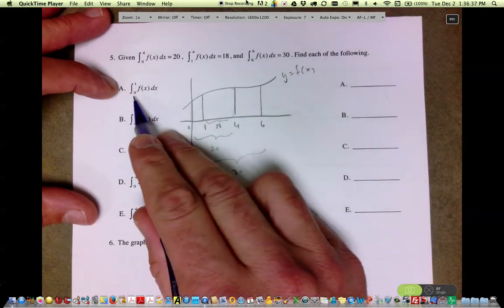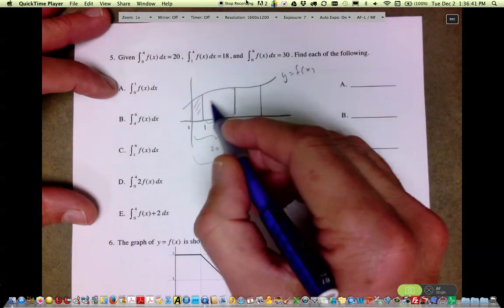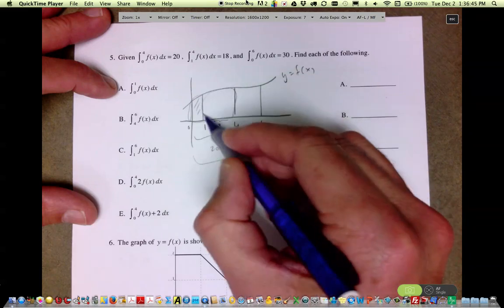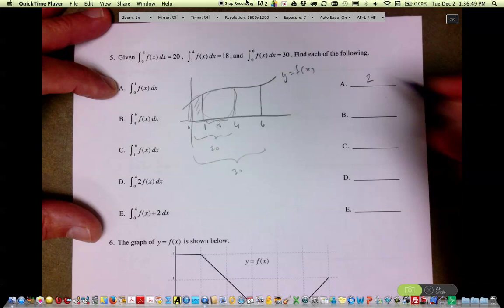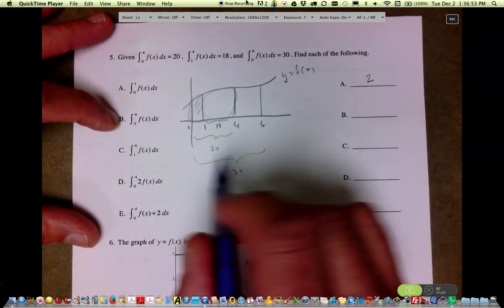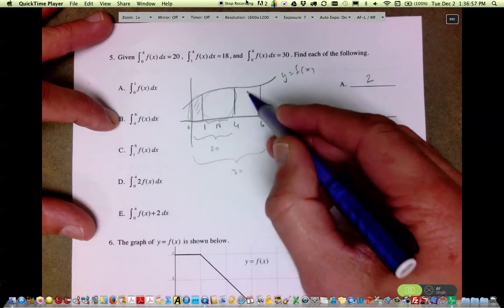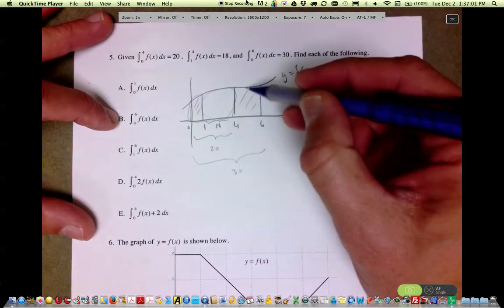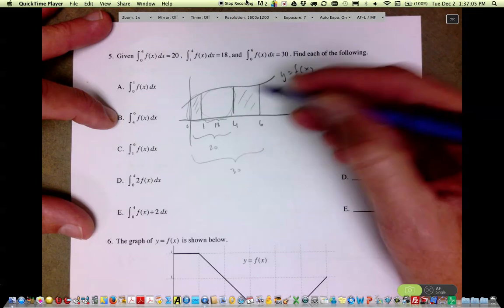So the integral from 0 to 1 is the area of this region. Well, if the area of this region is 20, the area of this region is 18, the integral from 0 to 1 has to be the difference between those two, which is 2. And then again, if we look at the picture, the integral from 6 to 4 is that area. From 0 to 6 is 30. From 0 to 4 is 20. That's got to be 10.